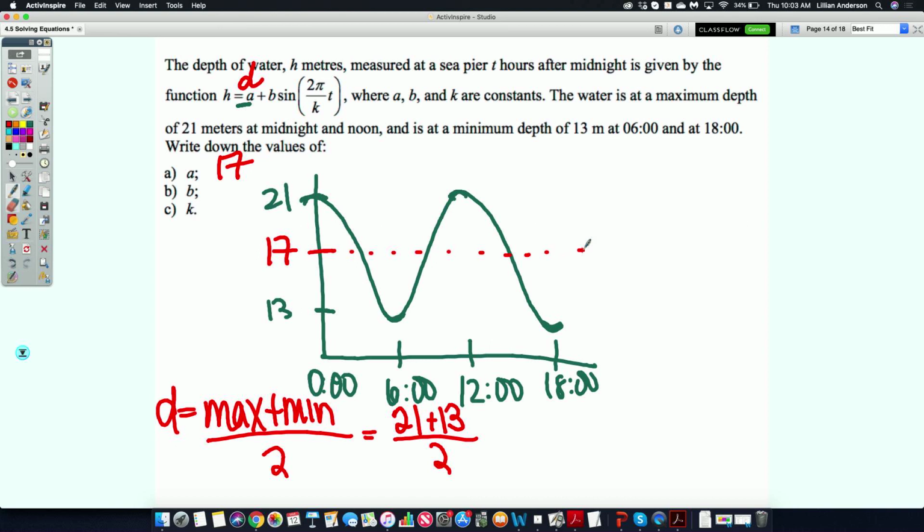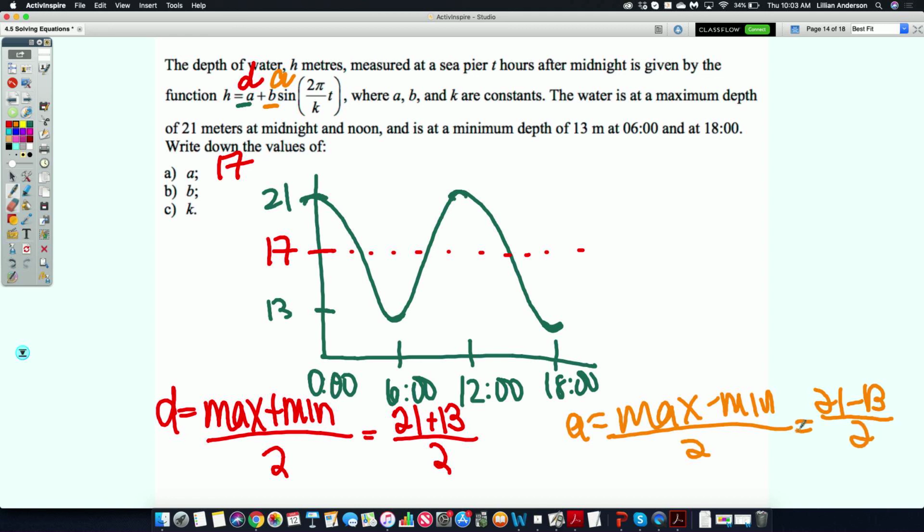Okay? B, what does B relate to? It is your A, is your amplitude. That formula is max minus min divided by 2. So then that means I'm going to do 21 minus 13 divided by 2. What's 21 minus 13, divided by 2? 4. So that means there's an amplitude of 4. And looking at this picture, you can see from 17 to 21, from that midline to a max, it is 4 units. From a midline to a min, that is 4 units.